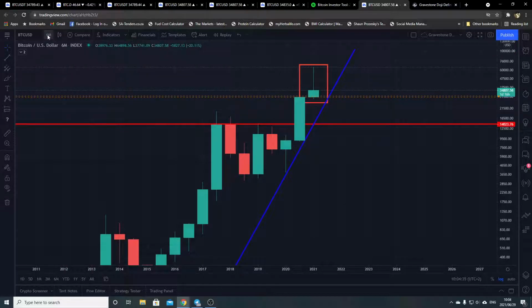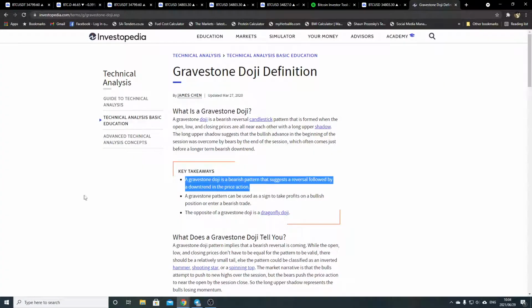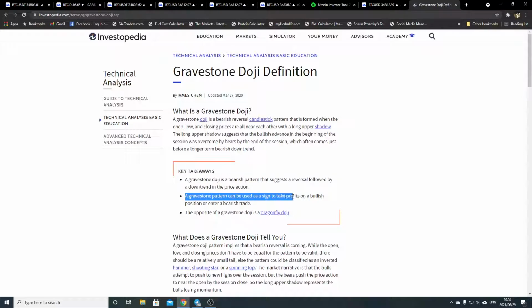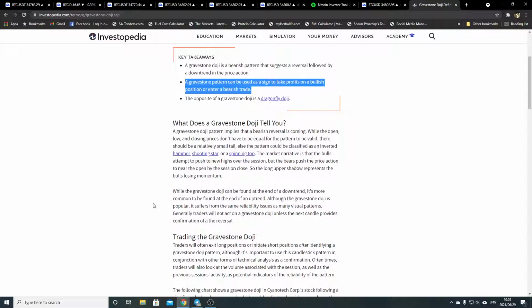On the 6 months, one candle is a period of 6 months of price action, whether it goes up or down. Now, a Gravestone Doji pattern can be used as a sign to take profits on a bullish position or enter a bearish trade. All right, guys, so be careful, be cautious out there, because this is not saying it's going to happen, but we need to be wary of what's going to happen.